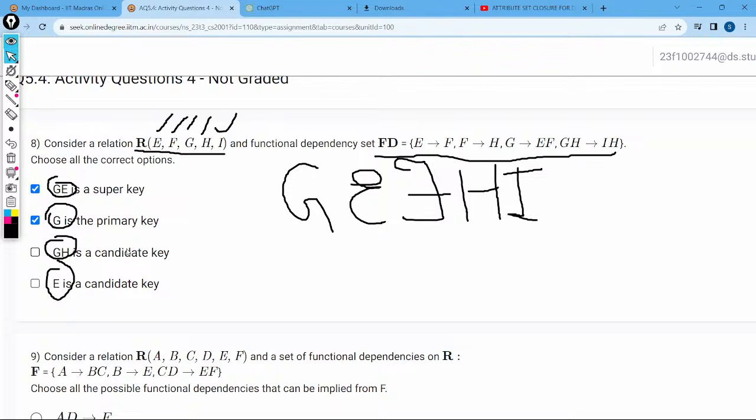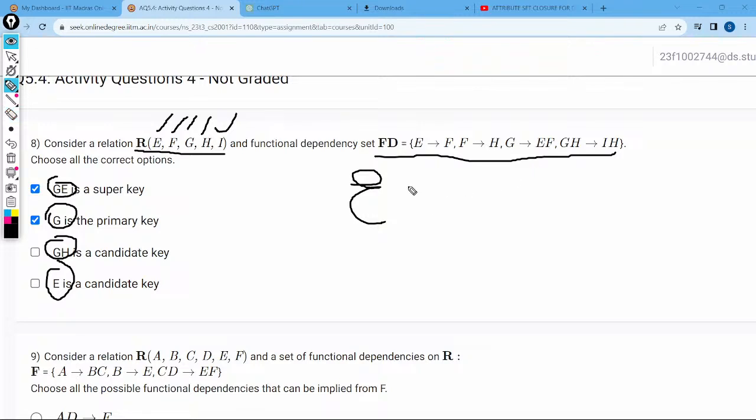And is GH a candidate key? No, GH is not a candidate key. However, G individually could have been a candidate key. Let's check for E. E maps F, F maps H, and it stops right here because you need G to map I and something else. So it just ends here, meaning that these two are correct and these two are incorrect.